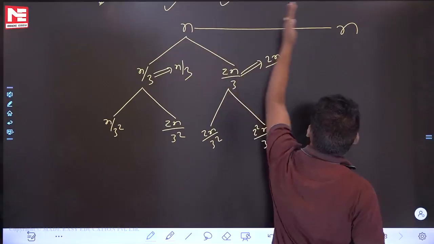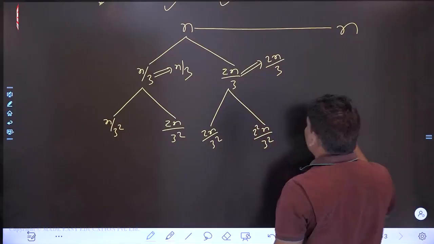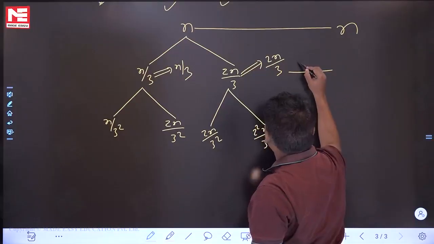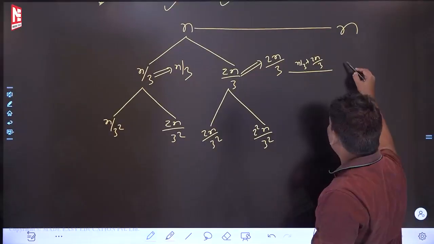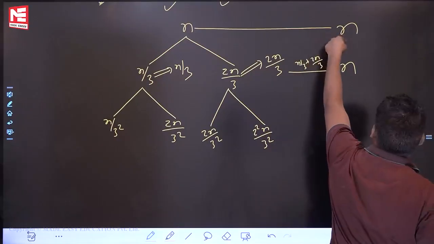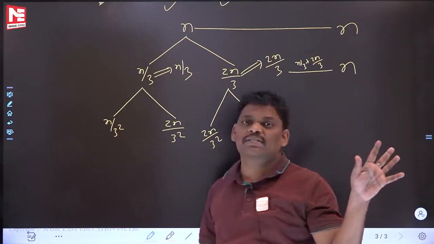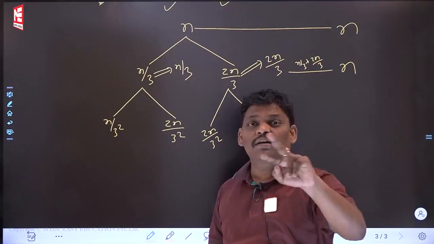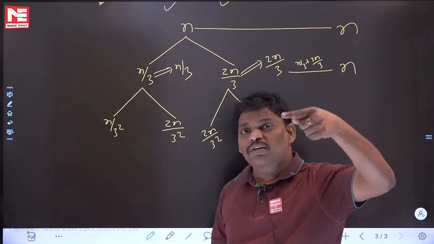So the non-recursive term is n, n by 3, and 2n by 3. Because of 2 recursive calls in this level, 2 non-recursive values are there. Can you say the total? Total is going to be n by 3 plus 2n by 3. What is the answer? n by 3 plus 2n by 3 goes to 3n by 3, which goes to n. Can you help me now? First level non-recursive term is n. Second level also non-recursive term is n. Please remember, recursion is always like that. First level, second level, the non-recursive term is not changing. Means every level the same will come.